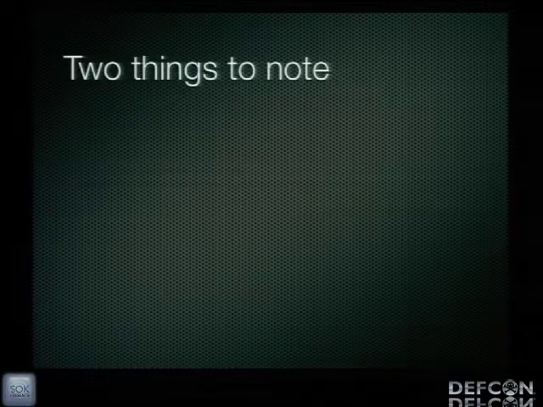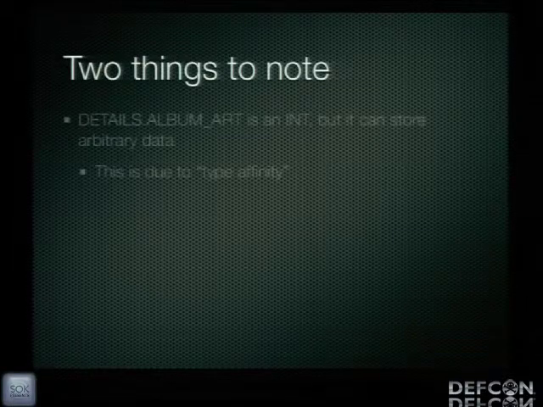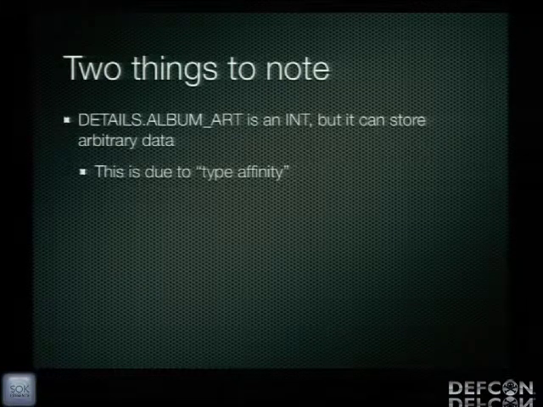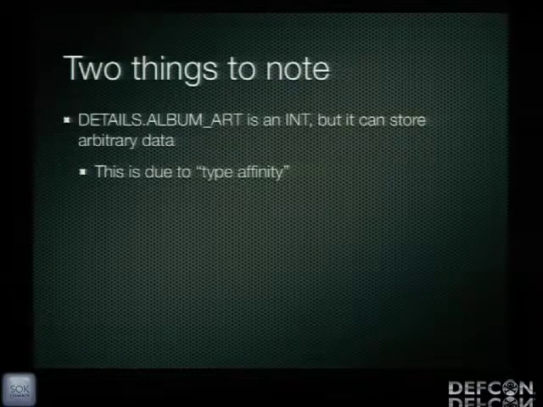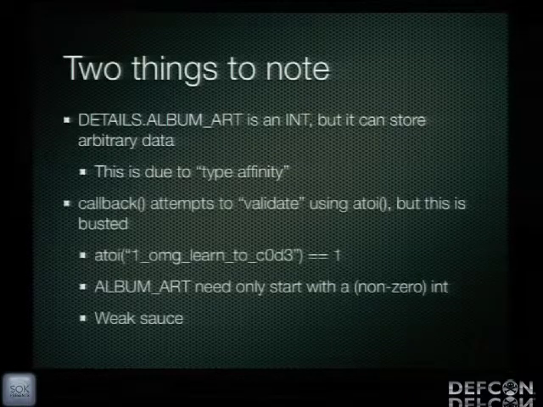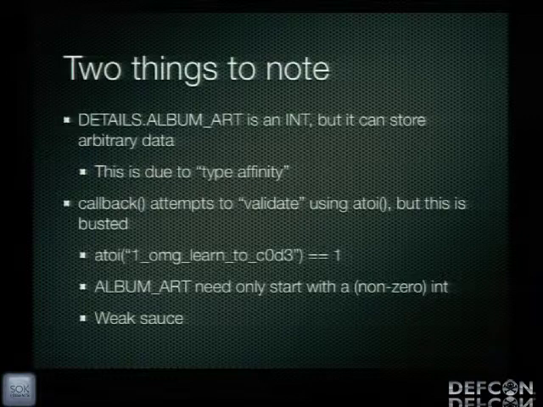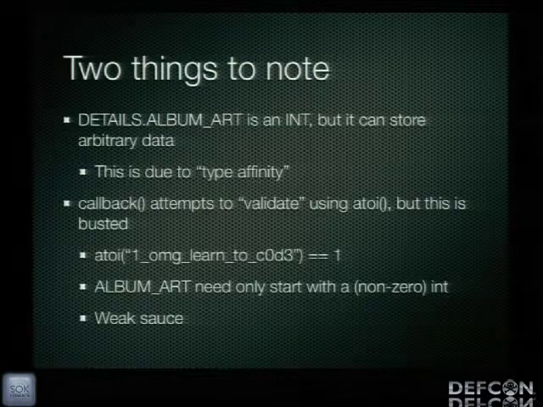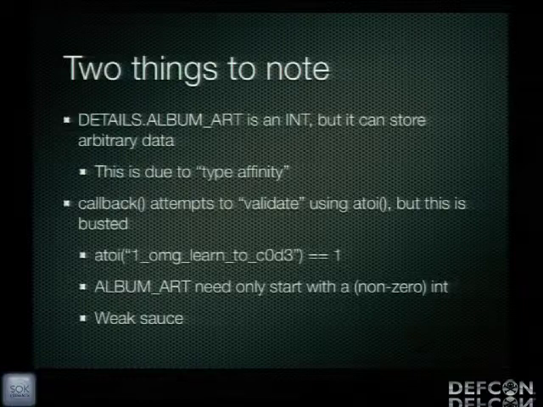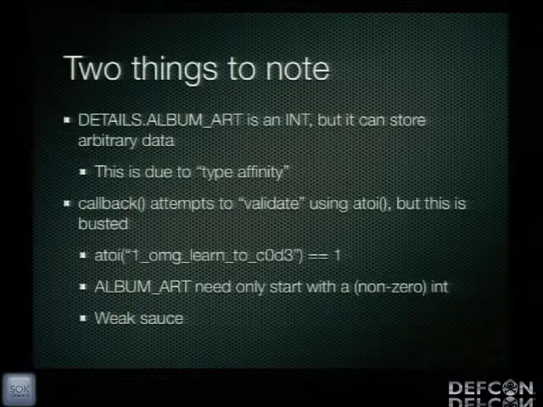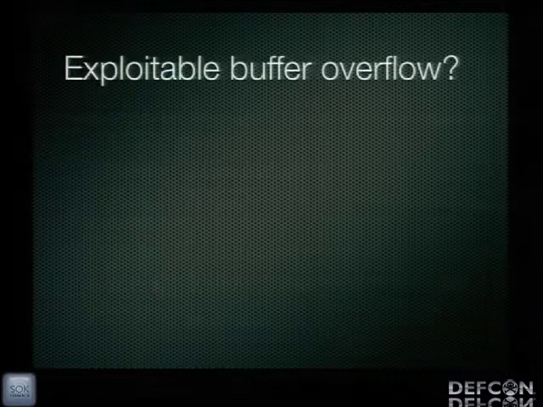And there are a couple of things to note about the fact that albumart is an integer. First, due to a feature called type affinity, if SQLite can store the value in that field as an integer, it will. If it can't represent it as an integer, it'll just store the raw bytes, which is awesome because that lets us potentially store a long string in that field. Also, the function we're looking at attempts to validate the result from the SQL query using the A2I function. Now, if you know how A2I works, you know that all you need to do is pass it a string that starts with a number, and everything after the number is ignored. So this is, in fact, no verification at all and is easy to bypass, so no problem there.